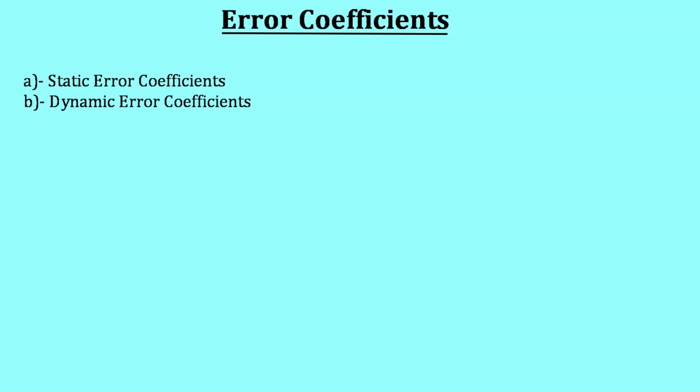There are two types of error coefficients. One is static error coefficient and the other is dynamic error coefficients. In this lecture, we are going to focus on only static error coefficients and will discuss dynamic error coefficients in the next lecture. Static error coefficients focus solely on the final constant error as time approaches infinity.